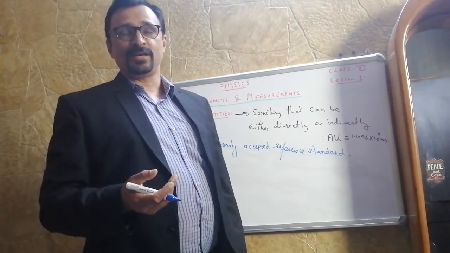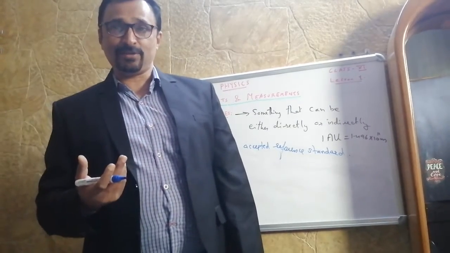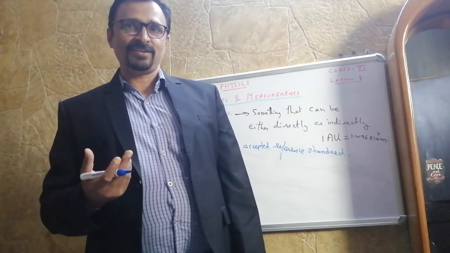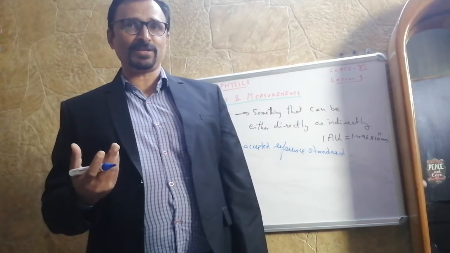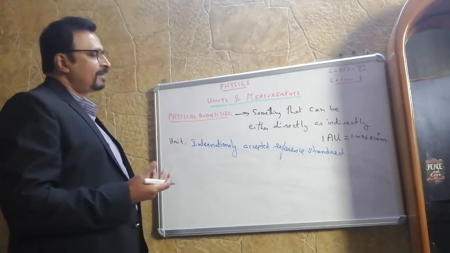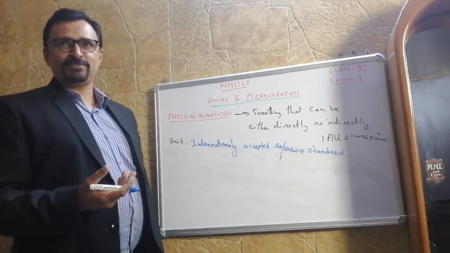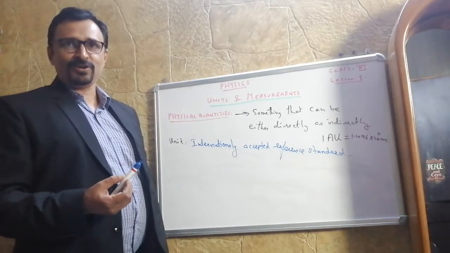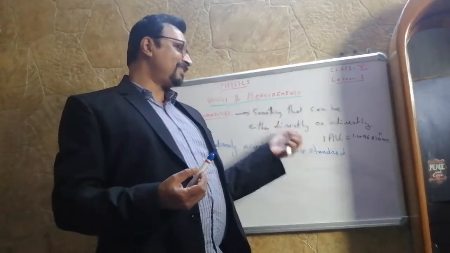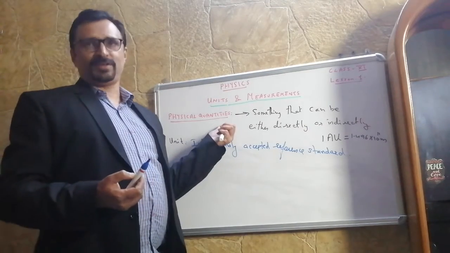What is the duration of the day? 24 hours. Or seconds, minutes. All these are physical quantities. Which is a physical quantity? Time. Similarly, the speed of the train is 70 km per hour. What is the physical quantity? Speed or velocity. So like that, something that can be measured either directly or indirectly, that is called a physical quantity.